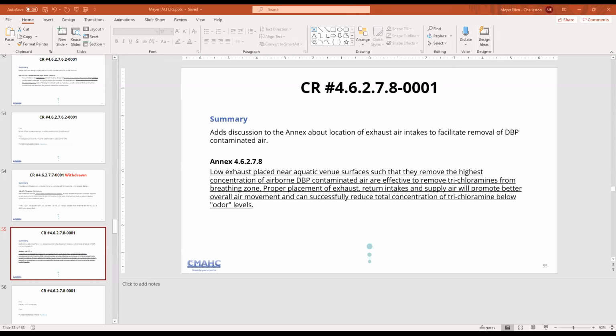Yeah, Chip, I agree 100%. And I think Ellen's suggestion to change the wording to say removal of volatile chloramines would speak to all the points we're all agreeing on here.